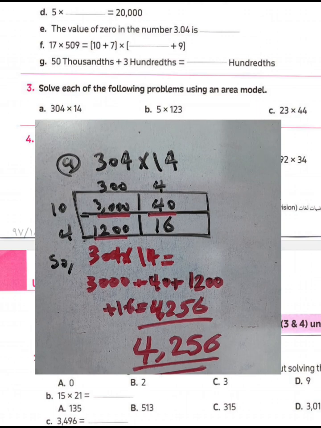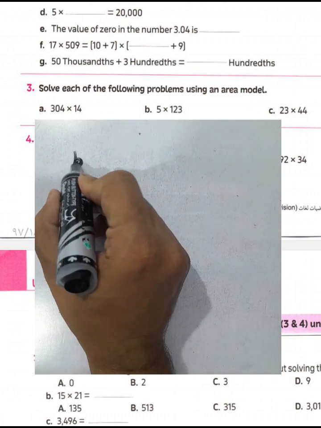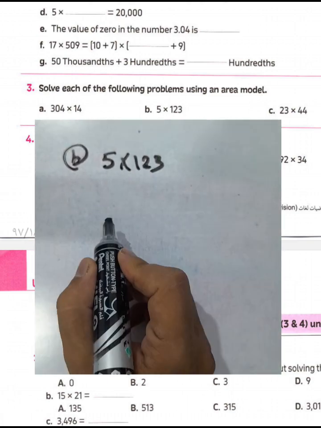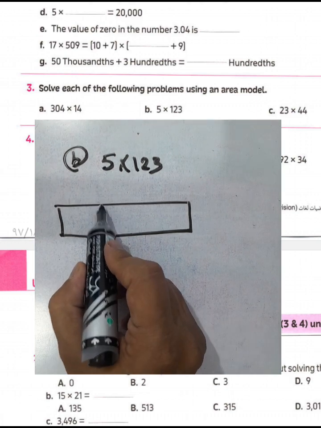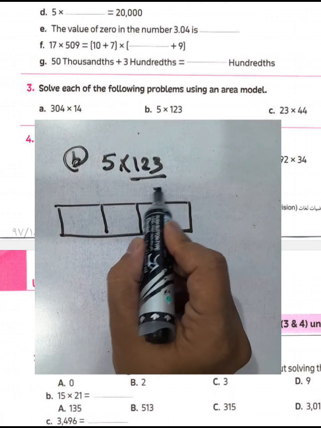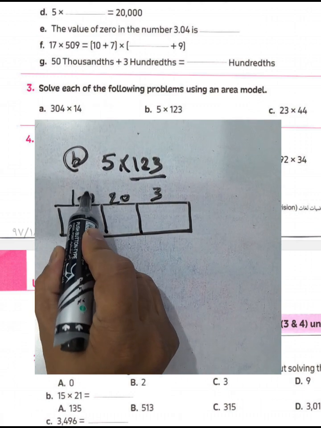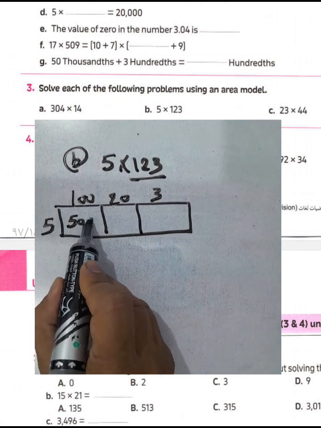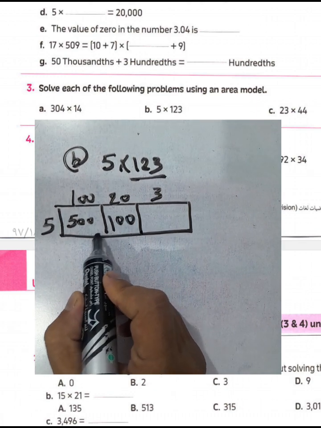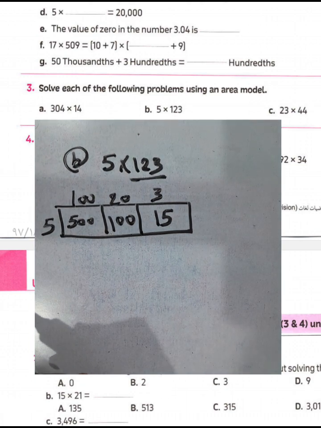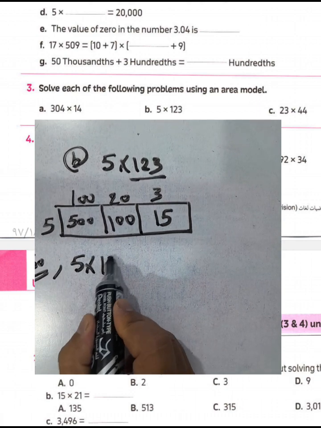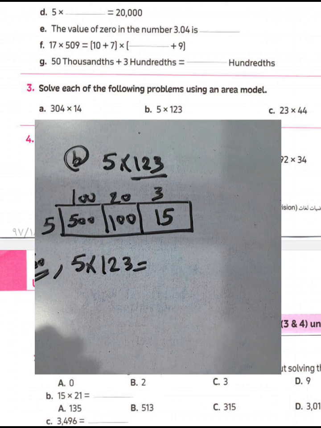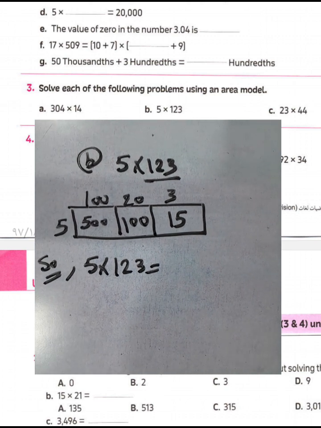Question letter B, we want to find the result by using an area model. Look at here, letter B, 5 times 123. We can draw the table here and divide the number into 3 parts: 3 in the ones, 2 in the tens, 1 in the hundreds. Multiplication by 5: 5 times 100 is 500, 5 times 20 is 100, and 5 times 3 equals 15. So 5 times 123 will be 500 plus 100 plus 15. You can add the results here.